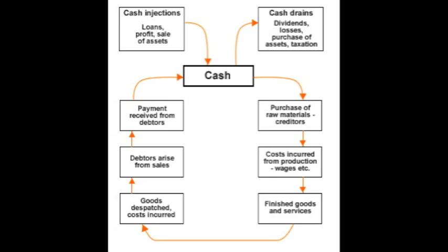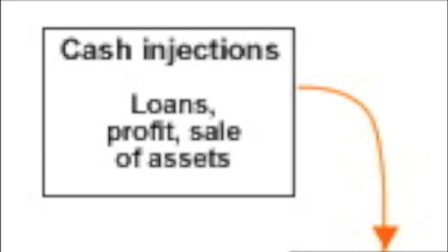The second section of the working capital cycle includes other forms of cash flow that are independent of the process of production and sale. Therefore, they are not directly included in the cycle. Firstly, there are cash injections which add money to a firm. These consist of loans, profit, and sale of assets.